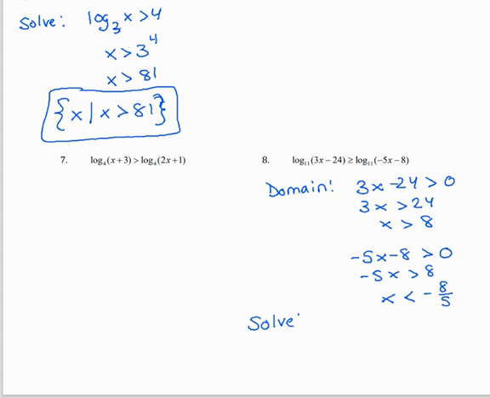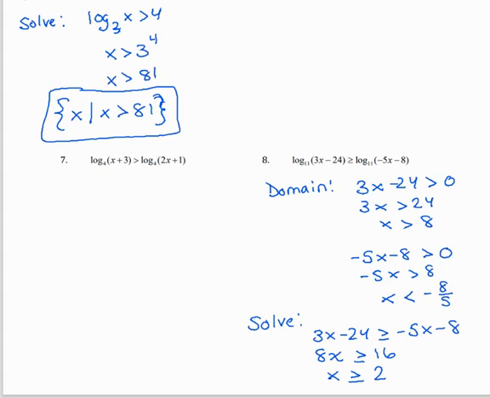So when I solve, this time around, the word log is on both sides, the same base, so we can drop that. So I'll simply just have 3x minus 24 is greater than or equal to negative 5x minus 8. When I solve that, isolate the variables to one side. So we'll have 8x is greater than or equal to, add 24, 16. Divide, and I get x is greater than or equal to 2.